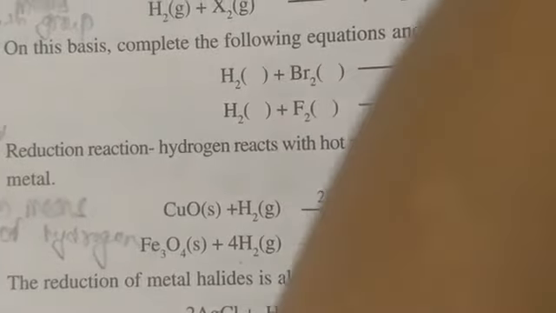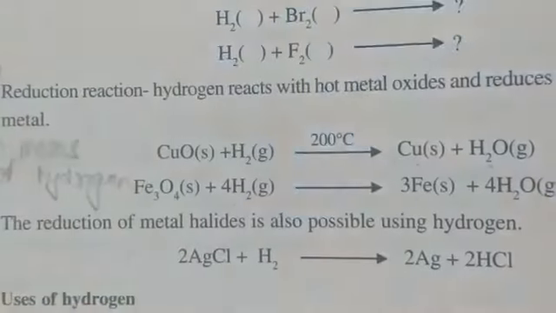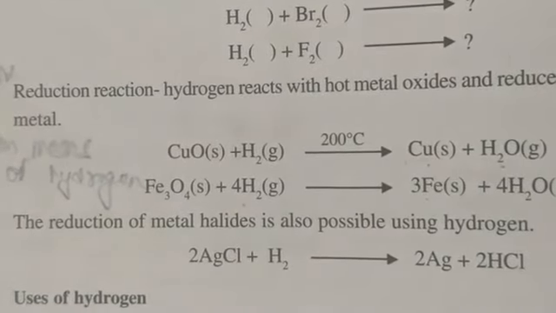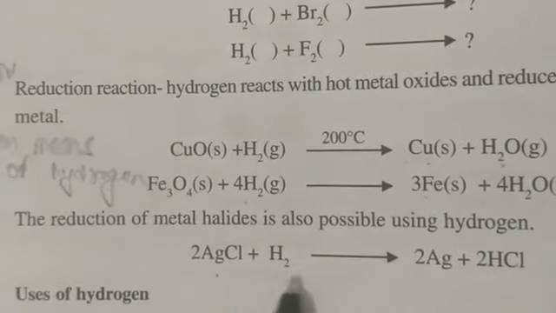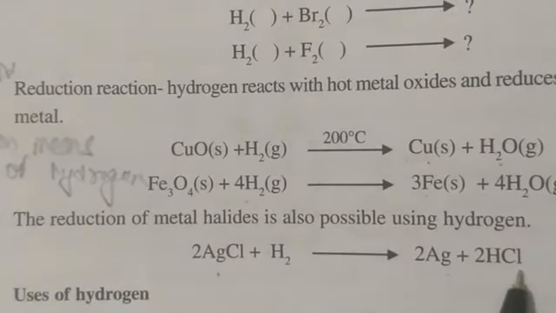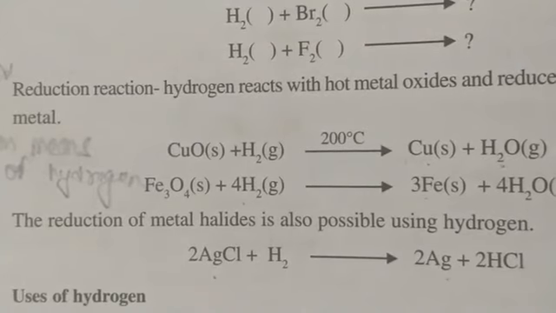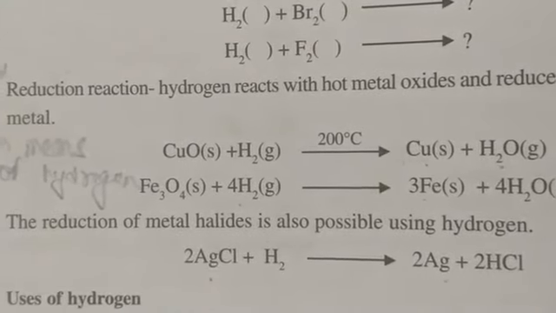Same thing will happen with AgCl. Now here you will get what? Acid. You will get 2AgCl plus H2 gives 2Ag plus 2HCl. Now your homework is the uses of hydrogen, you have to prepare. Then the rest of the things.